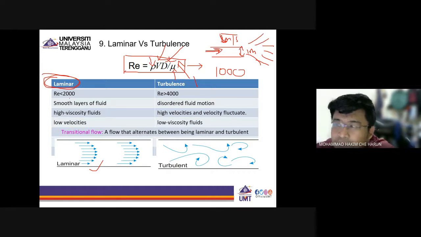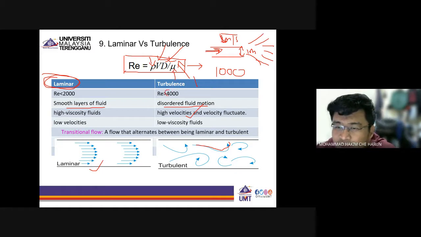Jadi boleh tengok kat sini, air yang lamina, Reynolds number dia bawah 2,000, less than 2,000, it has smooth layer of fluid. However, turbulence is disordered fluid motion. Dia haywire. High viscosity kebiasaannya lamina flow, usually they are high viscosity fluids. Low velocities, and for turbulence it can be low viscosity, but usually high velocities. Depends, because turbulence, why does it have to be low viscosity as well? If it's high viscosity, it cannot move, like the bitumen just now. It takes 8 years to just have 8 drops.